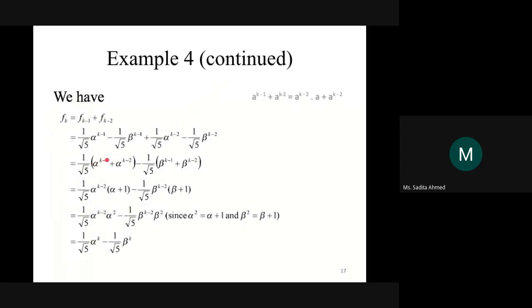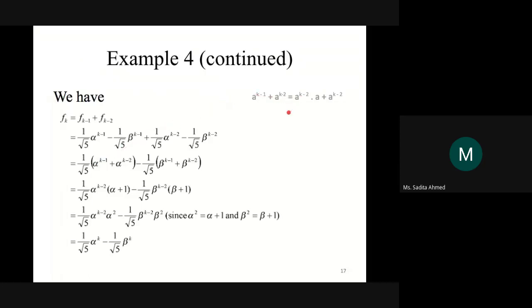If I say k minus 1 is equal to k minus 2 plus 1, am I wrong? No, ma'am. k minus 1 is equal to what? k minus 2 plus 1. There's nothing wrong with that, right? So what I will do is represent alpha to the power of k minus 1 as alpha to the power of k minus 2 plus 1. If I represent it with k minus 2 plus 1, what do I get?